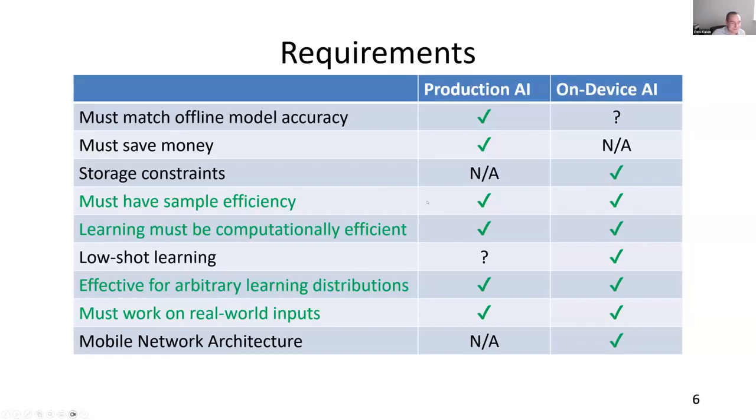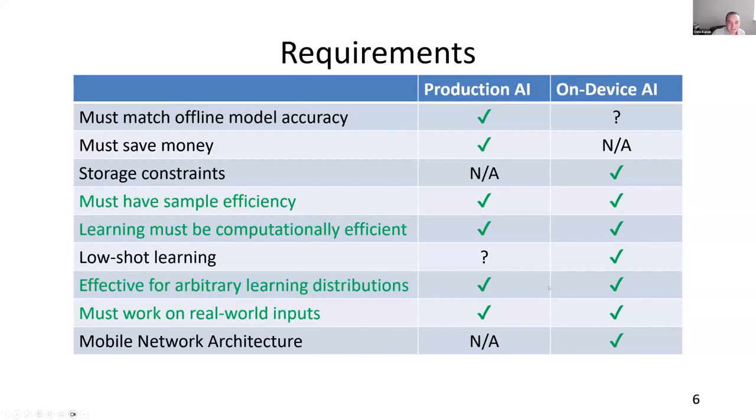Must have sample efficiency for both if we're really going to be efficient. Learning must be computationally efficient for both. Low-shot learning on-device. Effective for arbitrary learning distributions, both of these. And oftentimes people test on just a single adversarial distribution and even design the algorithms explicitly for an adversarial distribution. And if you take their code and run it on any other distribution, it doesn't work. And I think nobody needs that.